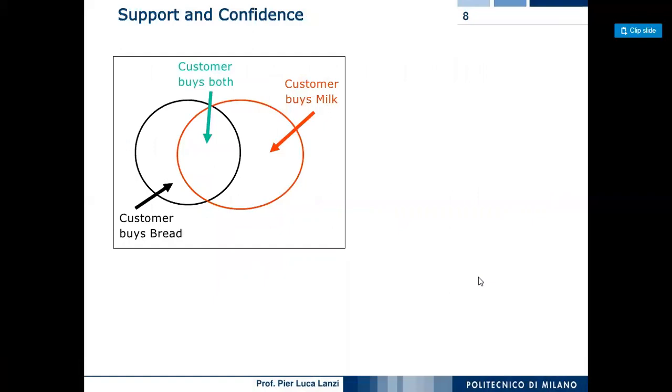So graphically, this can be represented. Support and confidence can be represented by circles. The circle marked in black represents the customer buying bread, the orange circle represents the customer buying milk, and the intersecting part represents the customer buying bread and milk.